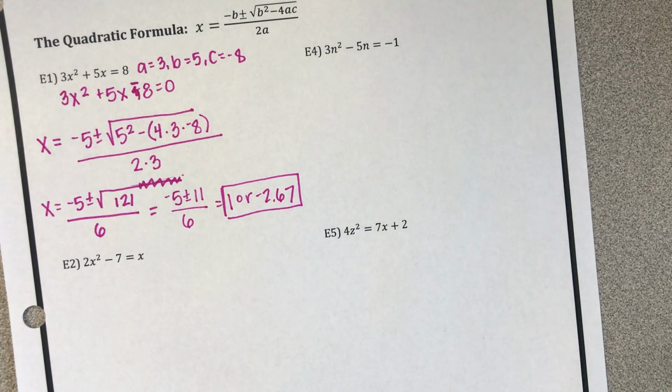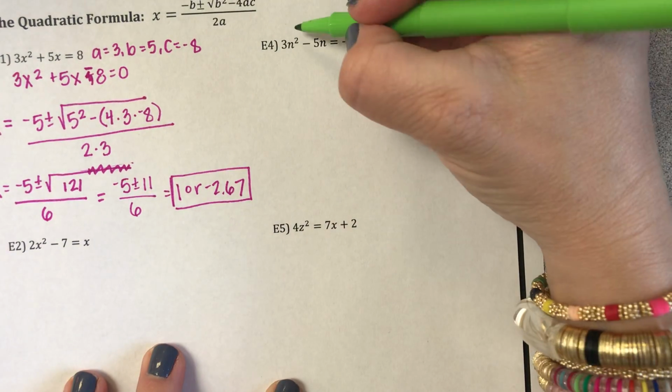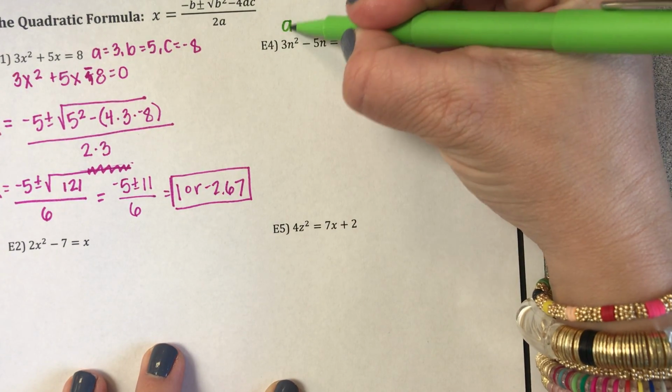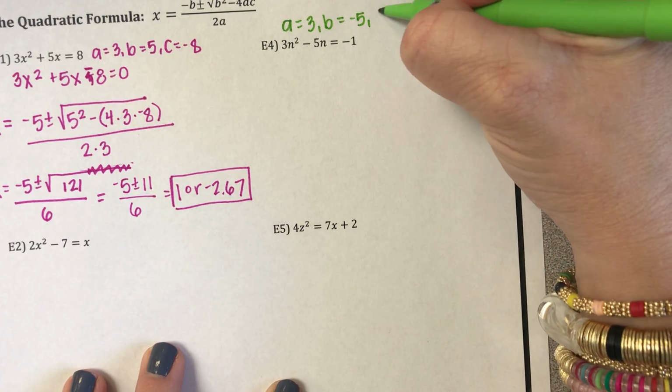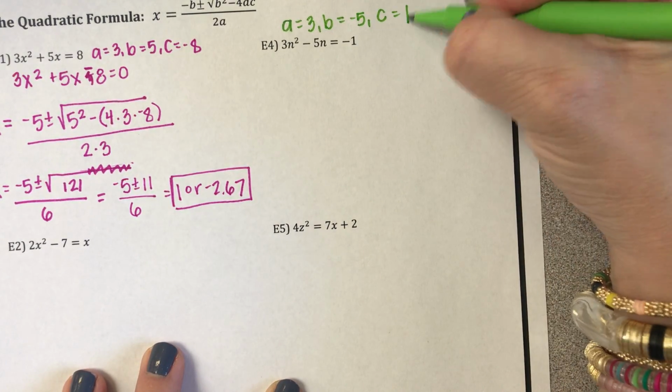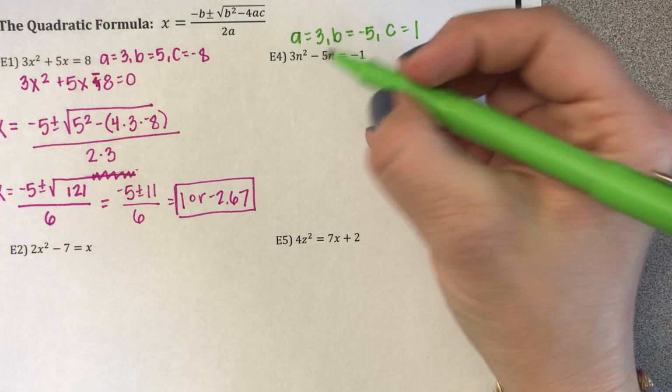Let's look at number 4. I think it's easier for me to just go across. Here, I know my a is 3, my b is negative 5, and my c, if I brought this over, would be 1. Can we agree with that? Yes. So I'm going to sing for you again.